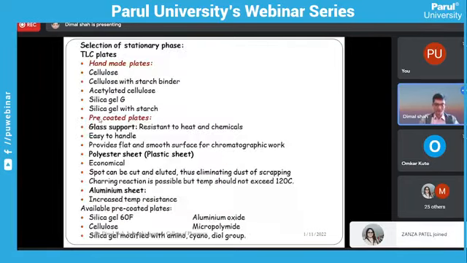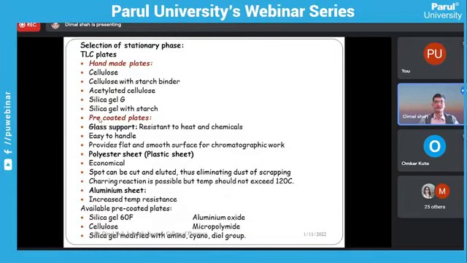Fine. Now, after chamber saturation, the next stage is selection of the stationary phase. There are two types of plates that we can use. We can have a handmade plate. Normally, all of us have prepared handmade plates in our medicinal chemistry lab, where on a glass plate we put silica gel G by either dipping, spreading or spraying method. Okay. We dry it in an oven and we use this plate for TLC development.